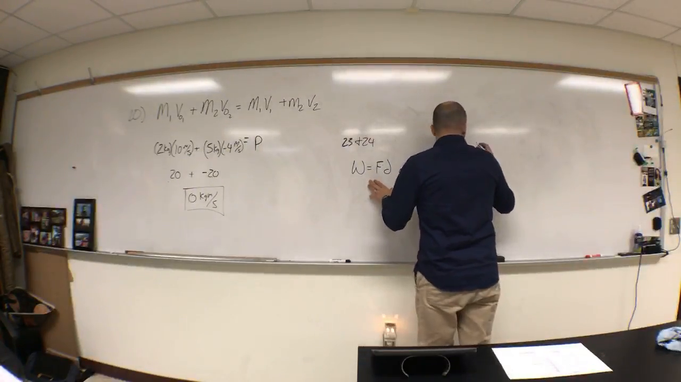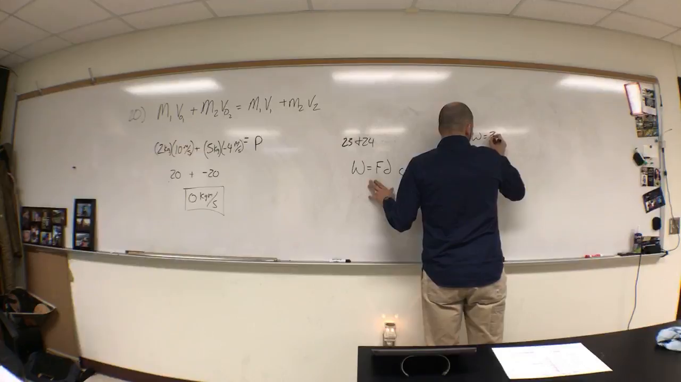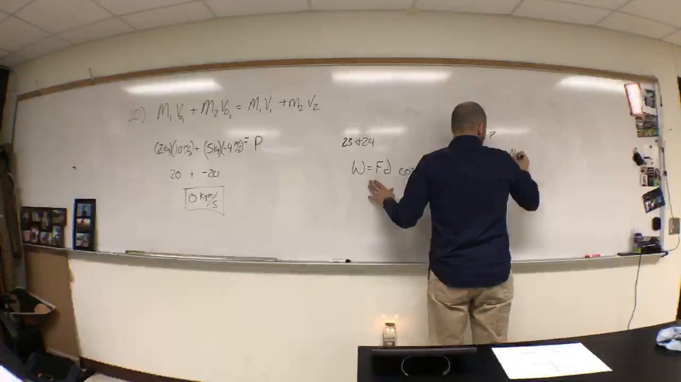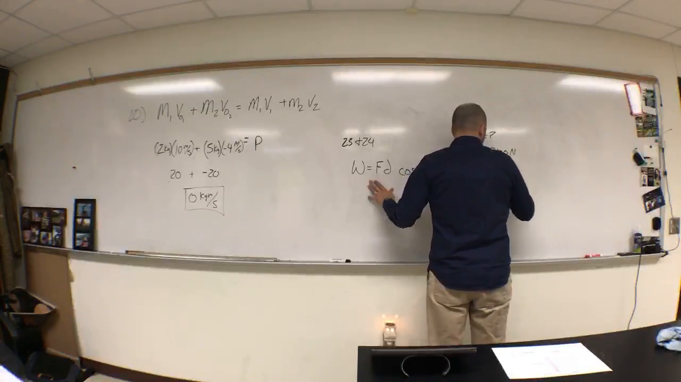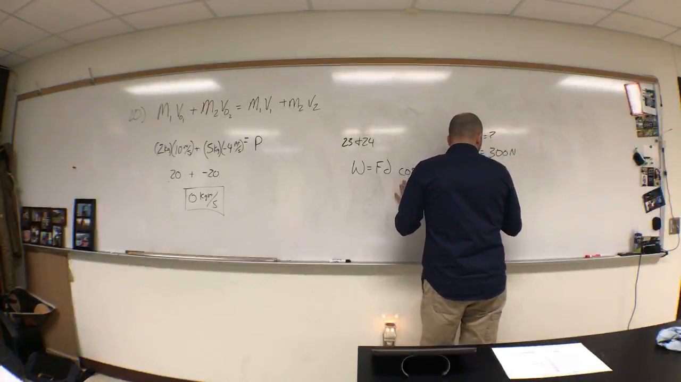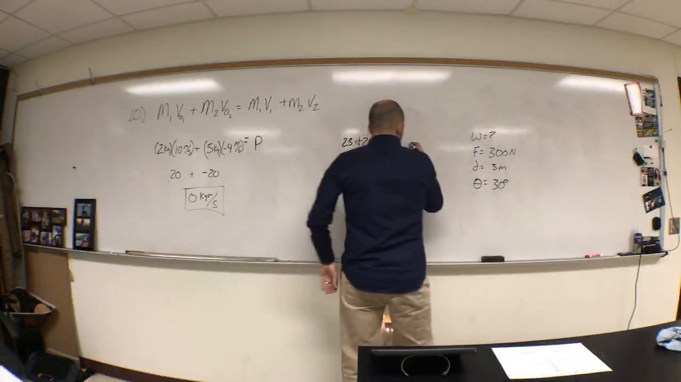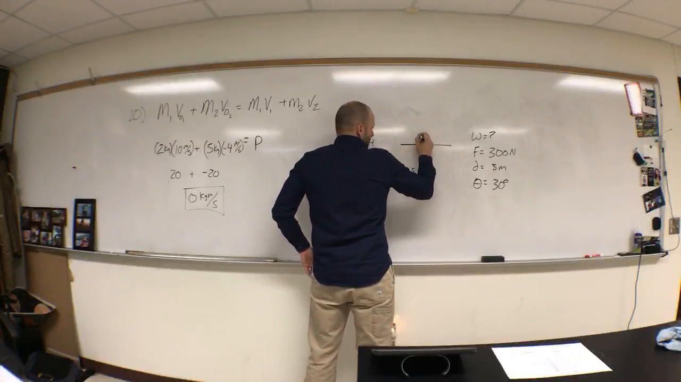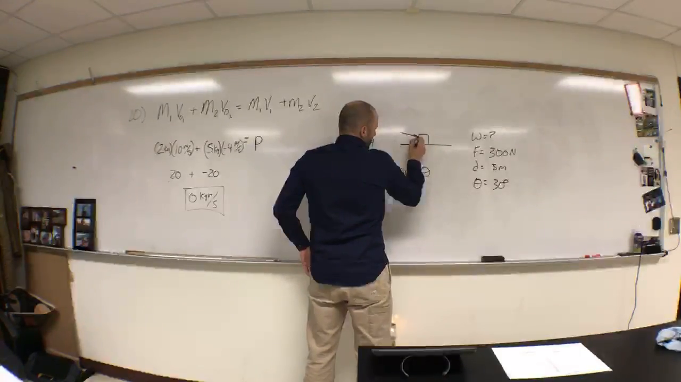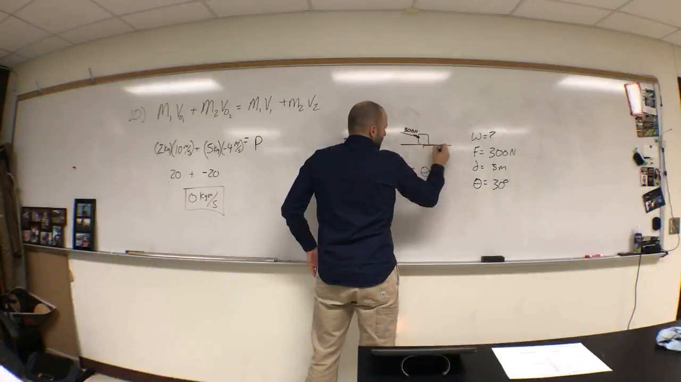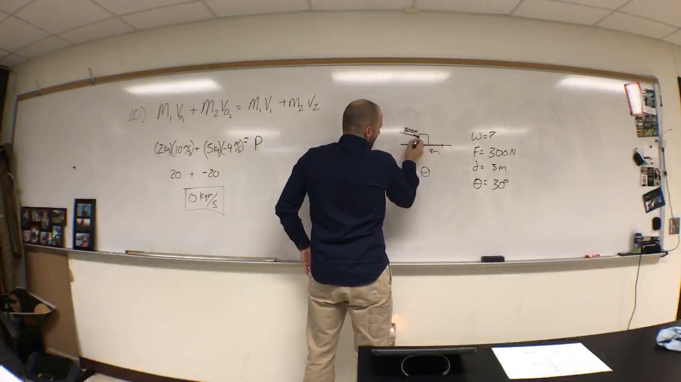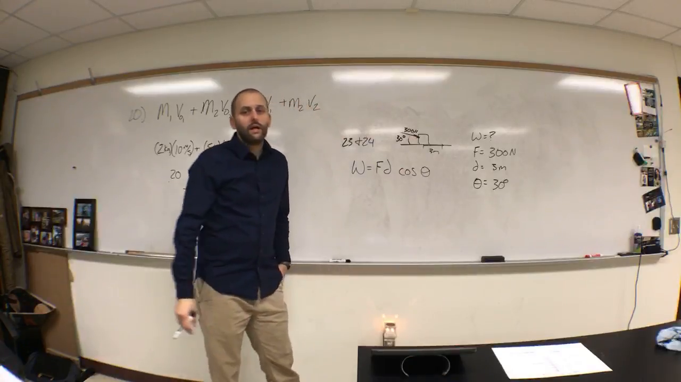So what I ended up doing is I want to know the work, and what I've been telling everybody today is that 300 newtons is your force. The distance is going to be 3 meters, and the angle at which you're going to apply the force is going to be 30 degrees. Now what we're saying is we have a horizontal surface, we have an object here, and I'm going to push an object with 300 newtons of force over 3 meters at an angle of 30 degrees. Okay? That's what we're saying.